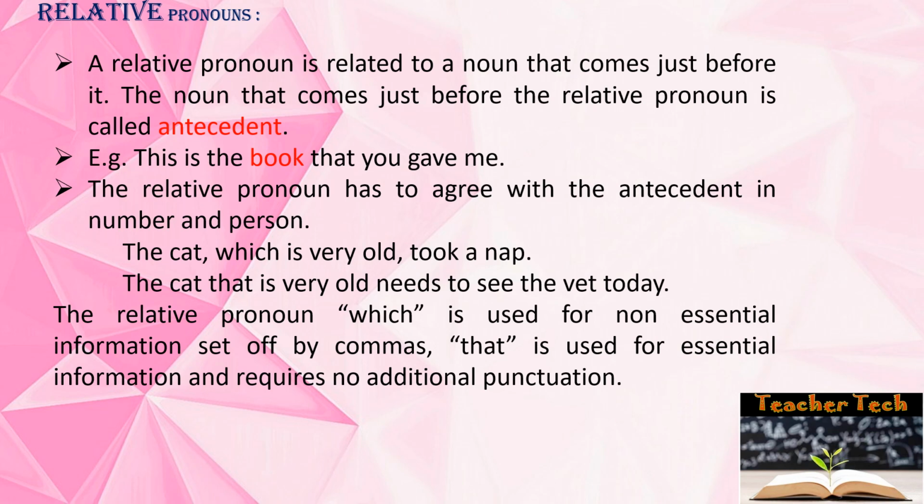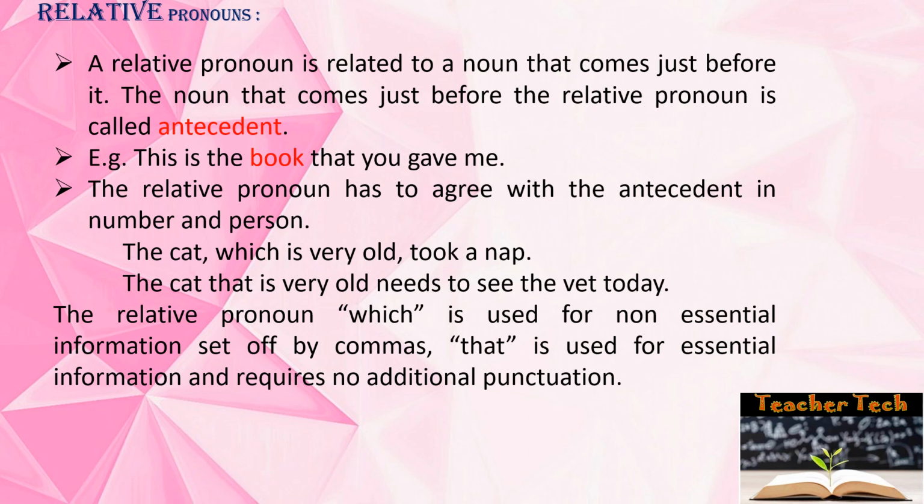The cat, comma, which is very old, took a nap. You can see after the cat I have put a comma: which is very old, took a nap. Here the connecting word is which. The next example, the cat that is very old needs to see the vet today. That is the connecting word. The relative pronoun which is used for non-essential information set off by commas.